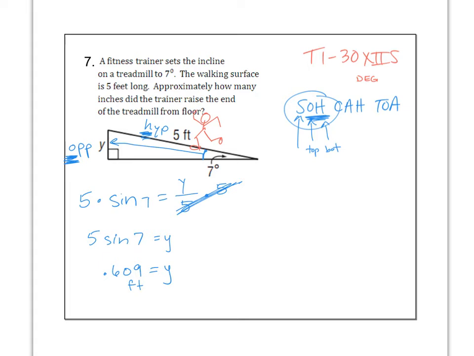Now lastly, they want our answer. It says how many inches did the trainer raise it? So we have to do this. We have to do 0.609 times 12 because there's 12 inches in a foot. And 0.609 times 12 is approximately 7.3 inches. And that is our final answer.